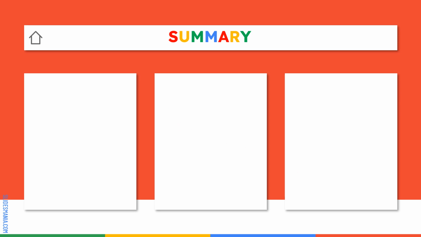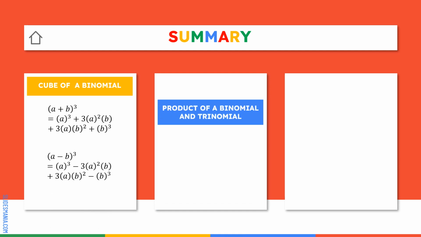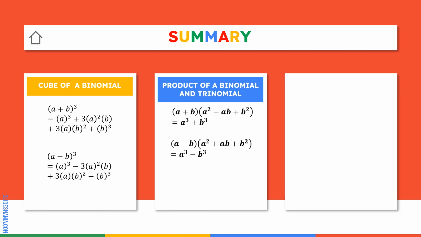Next is the cube of a binomial. We have to follow this formula. And the product of a binomial and trinomial can be the sum and difference of two cubes. But take note of the patterns or the construction of the equations or binomials that you are multiplying before applying the rules of some special products.